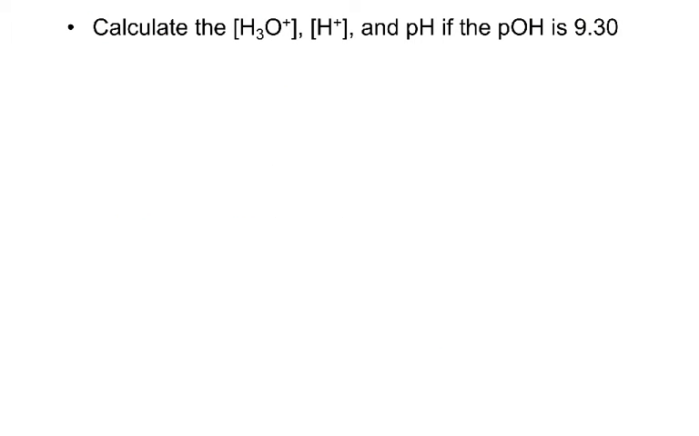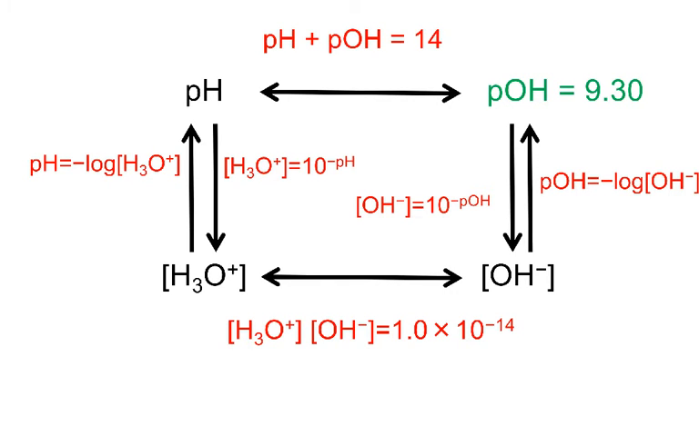All right, so in this problem, we're given the pOH, and we want to calculate the H3O+, the H+, and the pH of this solution. So in our table, we were given this information, and we want to find the pH and the H3O+. Remember, the H3O+ is the same as the H+ concentration. Even though I asked those separately, I did that specifically so that we could point out the fact that the H+ and the H3O+ are going to be the same.